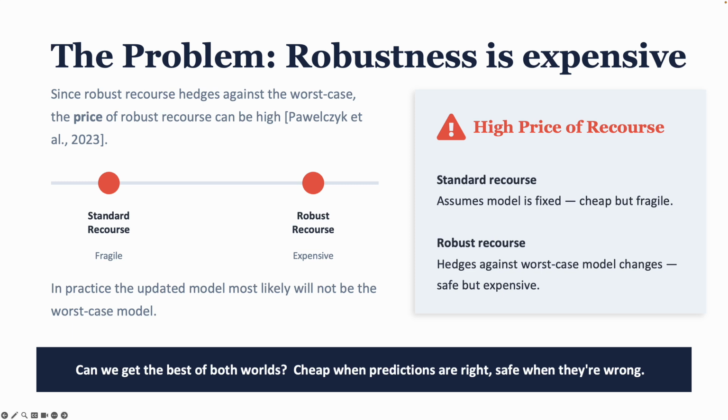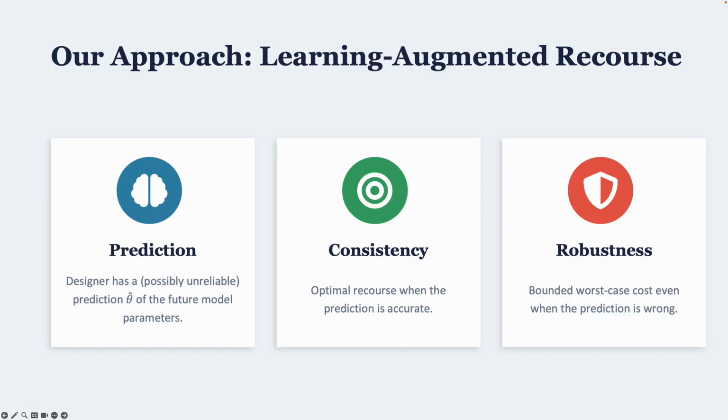It's safe but expensive. But in practice, the updated model most likely will not be the worst case. The adversarial assumption is overly pessimistic. So the question becomes, can we get the best of both worlds? Cheap when our prediction about the future model is right, and safe when it's wrong. And the answer is yes.